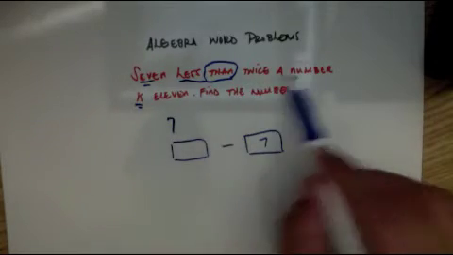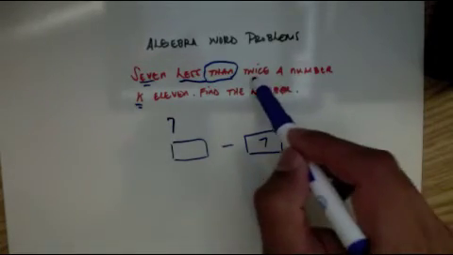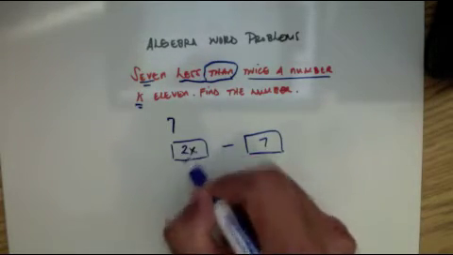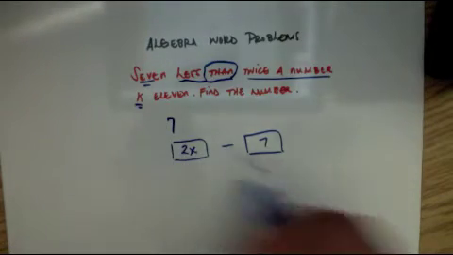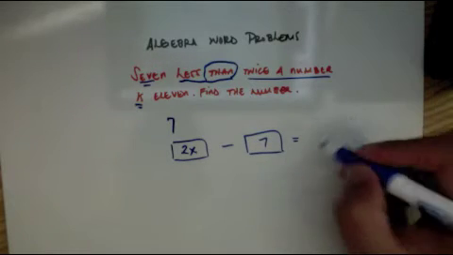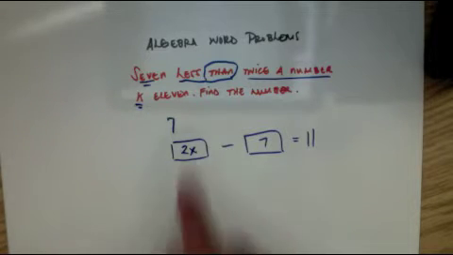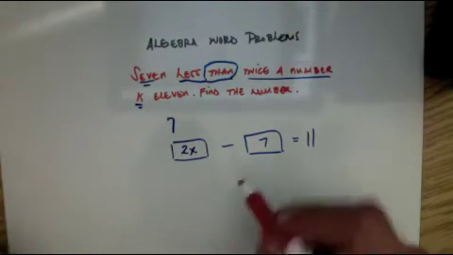7 less than twice a number. The word twice means multiply by 2. So we're going to put 2x. Is means equal, 11. Okay, so what I want you to get out of this is the word less than. We can go ahead and solve it.